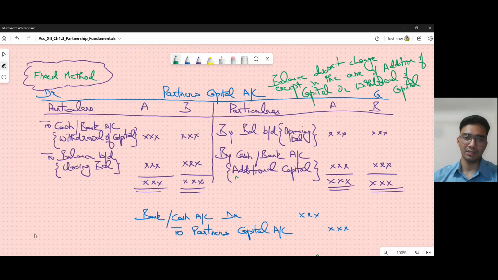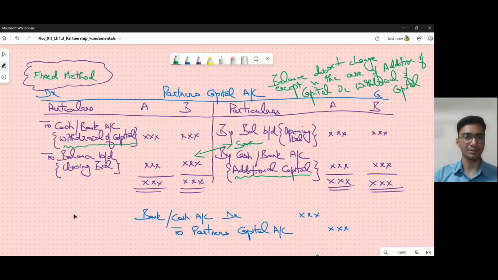If we don't have additional capital in the question introduced by the partner or any withdrawal of capital done by the partner, then in that case, my opening balance and the closing balance, this and this, will be the same. So this is the only case when these 2 balances will be the same.